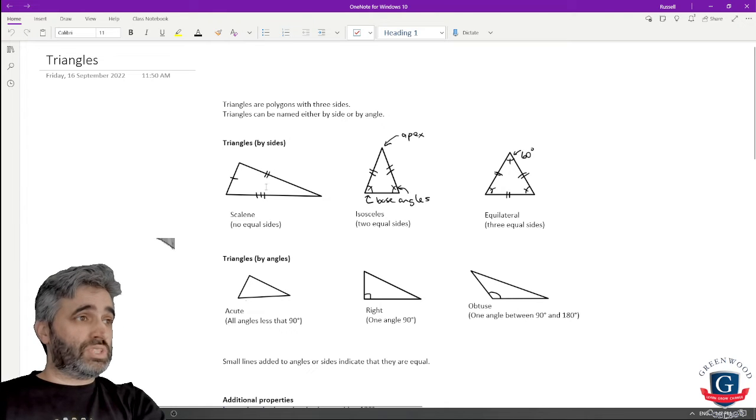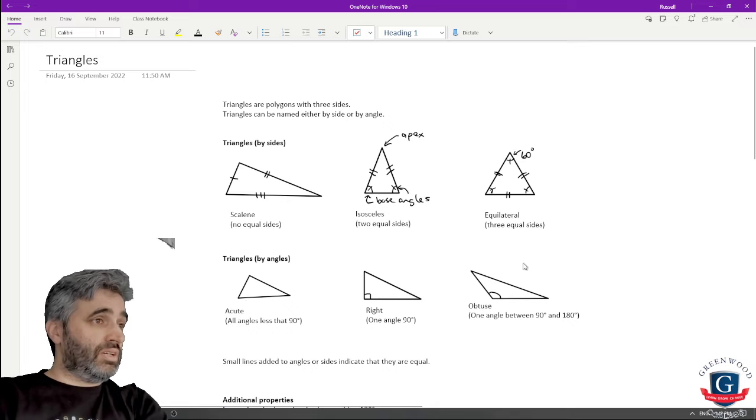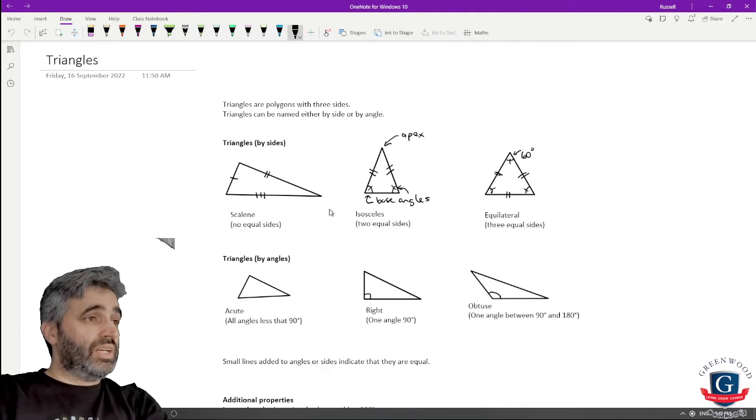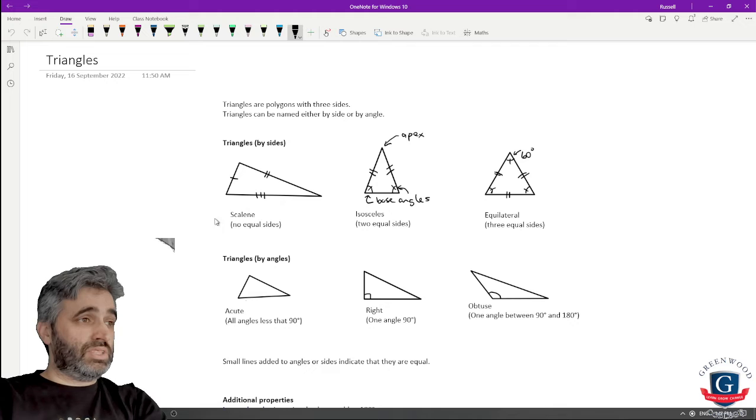So if all the sides are different lengths, denoted by these lines on the edges themselves, we call this a scalene triangle. A scalene triangle has no equal sides. An isosceles triangle has two equal sides. This length is the same as this length. The base length doesn't have to be the same.